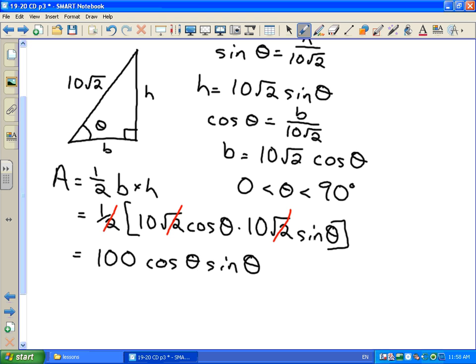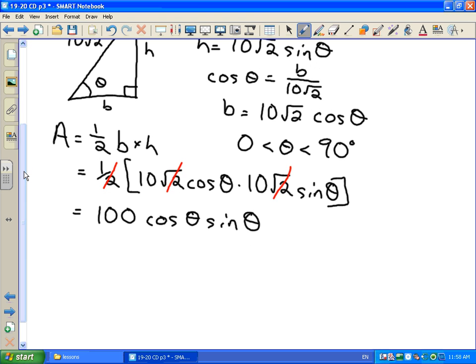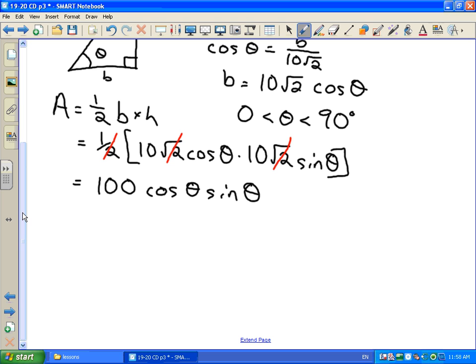Okay, so this seems like sort of an extra step, but it's important in terms of how we're going to get our solution. So now we want to move on and do our optimization. We want to take our derivative and set it equal to 0. Our function here is in terms of cosine and sine, which is good. Cosine and sine are pretty easy to work with.